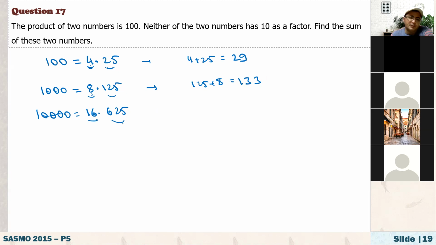Okay. So simply, if you're given 10 or 100 or 1,000 or 10,000 or 100,000, these are just powers of 10. The only way to write this as a product of two numbers where none of the numbers has 10 as a factor, they must be the powers of 2 and the powers of 5. So here, the difference actually, what is it? The sum is 29. So the answer to this question is 29.